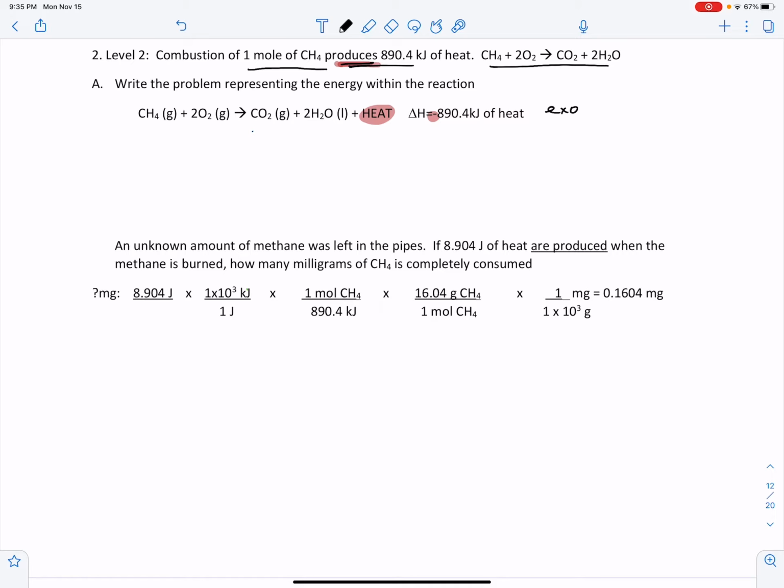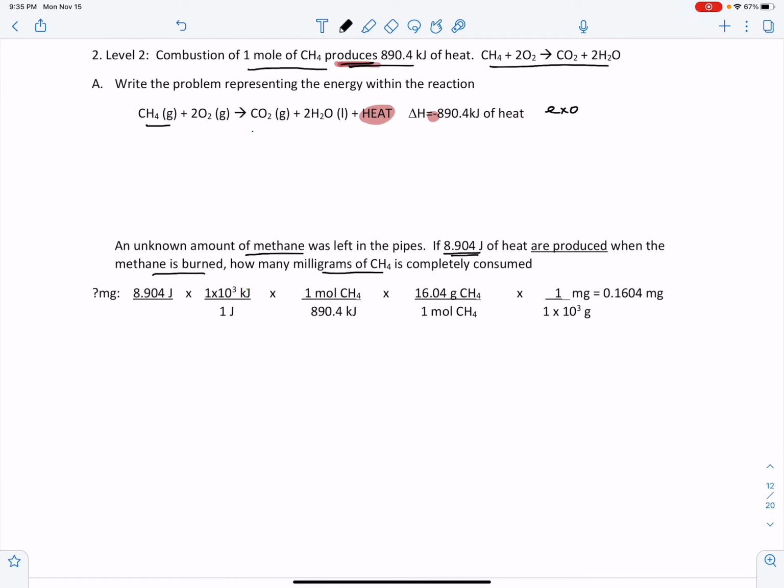So for this reaction, we're going to solve this problem. This, by the way, is methane. So it says an unknown amount of methane was left in the pipes. This much heat is produced when the methane is burned. How many milligrams are consumed?